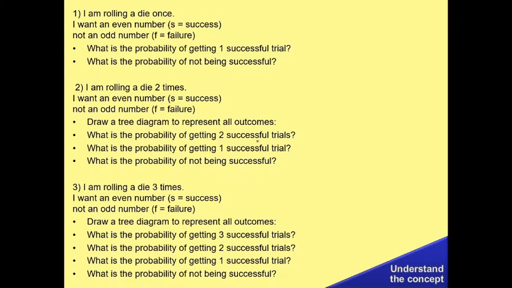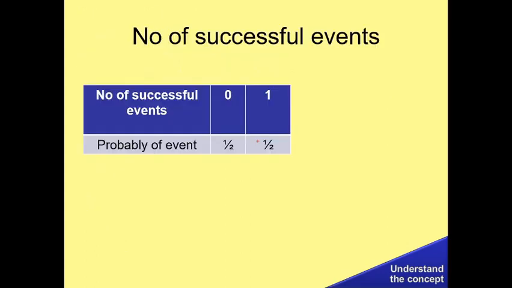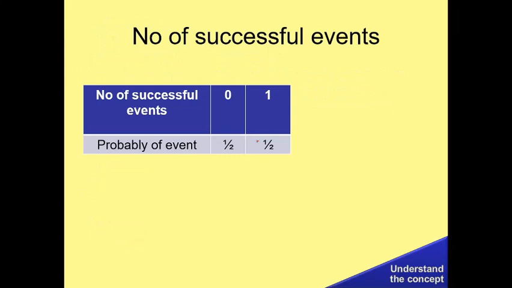Right, I want to quickly talk you through all of these, because it's worth understanding. If I'm rolling one die, it's just really straightforward. This is my tree diagram. You don't really need to do it. I'm doing S for successful, F for failure. So the chance of being successful is half, the chance of failing is half.